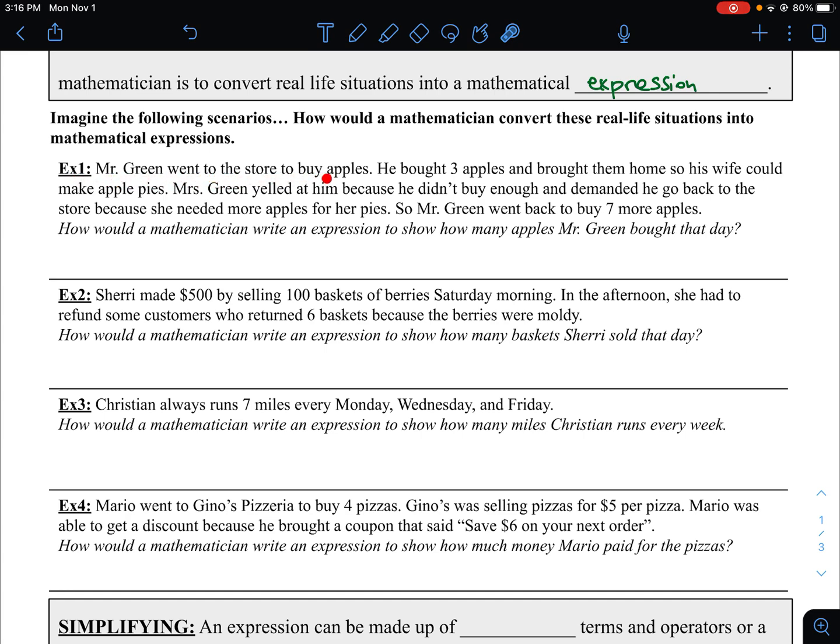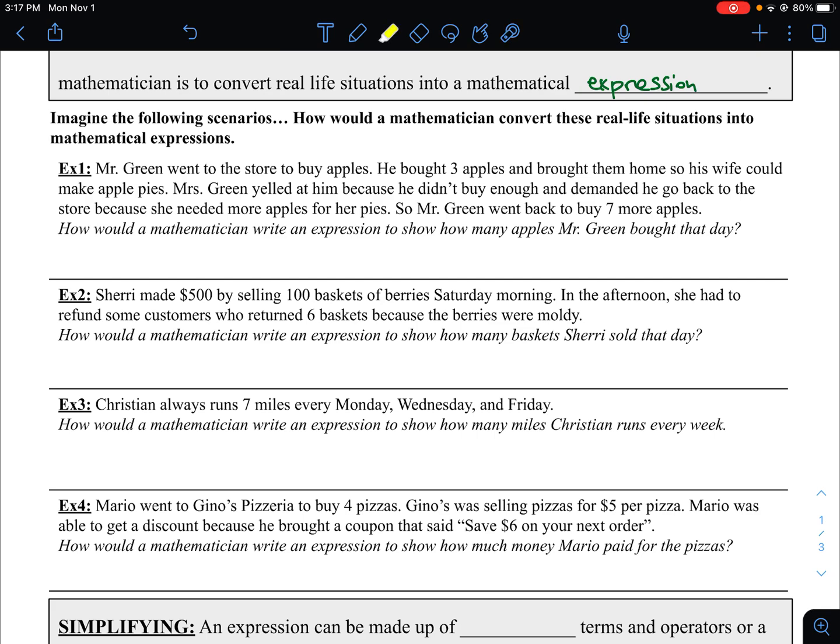Mr. Green went to the store to buy apples. He bought 3 apples and brought them home to his wife, so his wife could make apple pies. Mrs. Green yelled at him because he didn't buy enough and demanded he go back to the store because she needed more apples for her pies. So Mr. Green went back to buy 7 more apples. How would a mathematician write an expression to show how many apples Mr. Green bought that day?